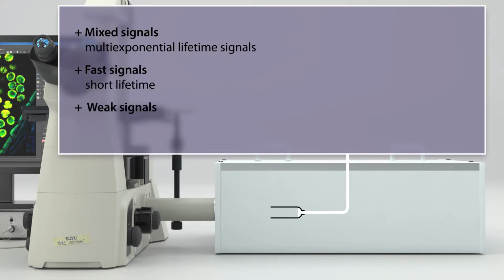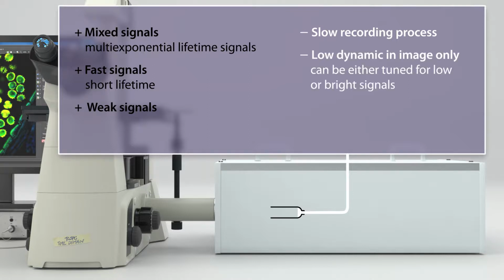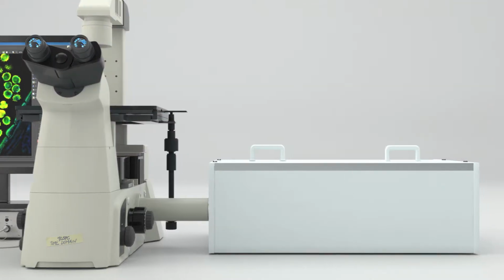On the downside, the recording speed of the process is slow due to its point-scanning nature. One frame of 1,000 times 1,000 pixels can take up to several minutes. And because it depends on single photon counting, it has a limited dynamic range. To prevent under- or overexposing, it has to be tuned for either dim or bright signals.